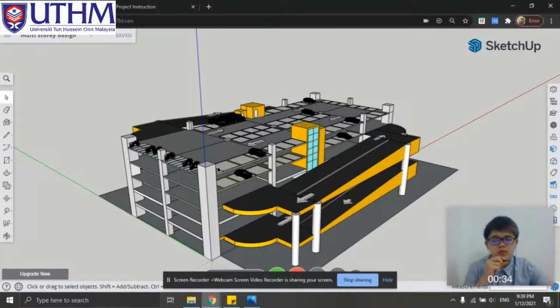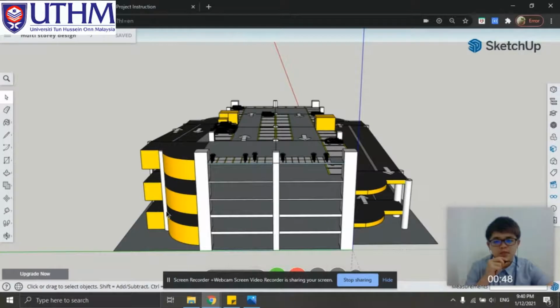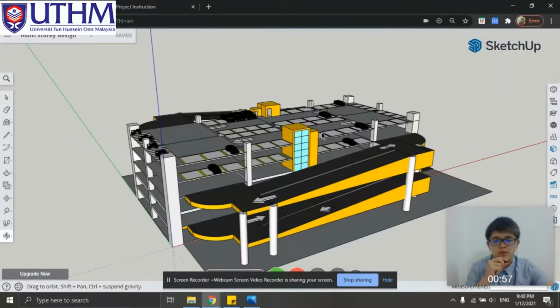So by using this multi-story parking system, it helps to increase the number of parking spaces, and it also uses less open space for landscaping, which is only used for one space, but with the multi-story system multiple cars can park in the same amount of space.